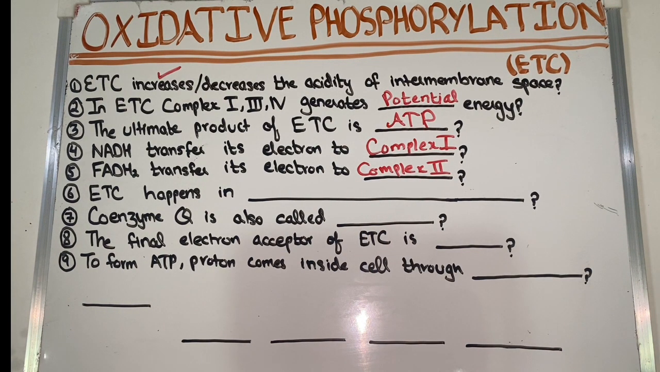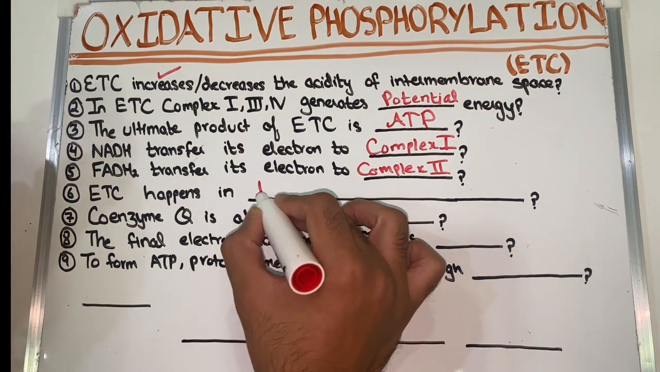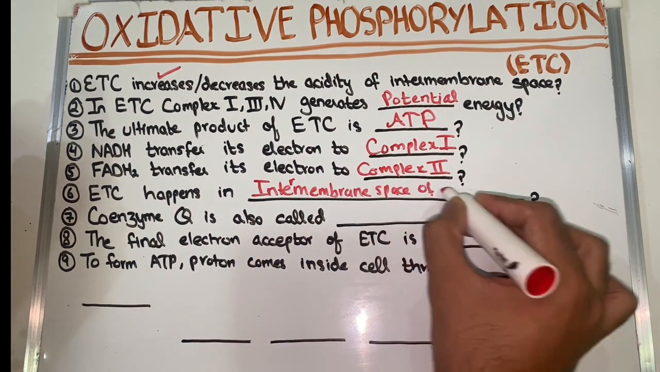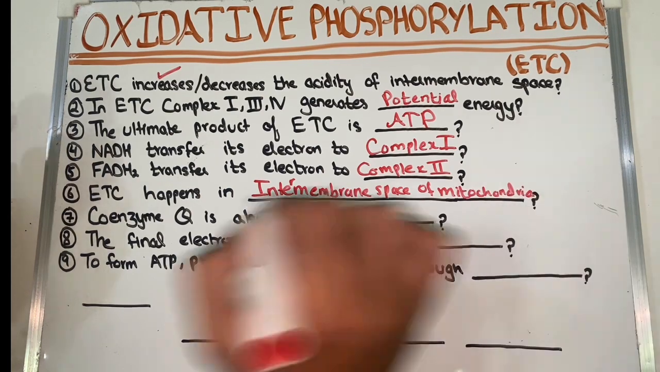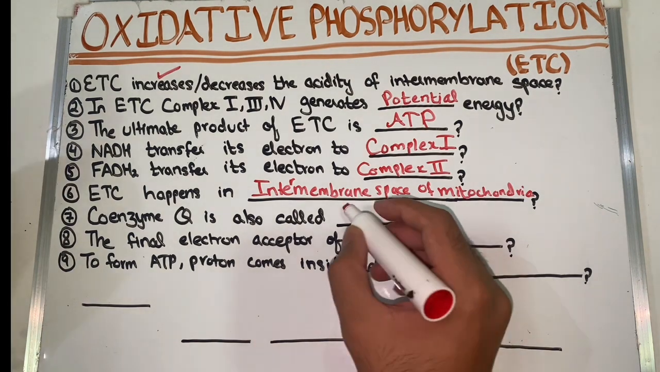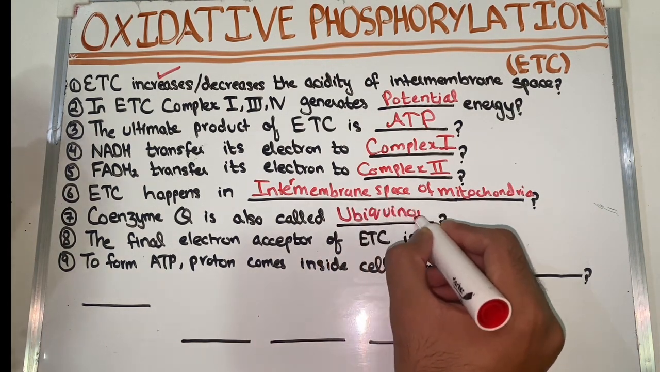You are right. You are doing good. So the sixth question is, electron transport chain happens in? Very tricky question. It happens in the inner membrane of mitochondria. You should know this, that where in mitochondria. So the seventh question is, coenzyme Q is also called? What is the second name of coenzyme Q? I hope you know it. Yes, you know it. It is ubiquinone.